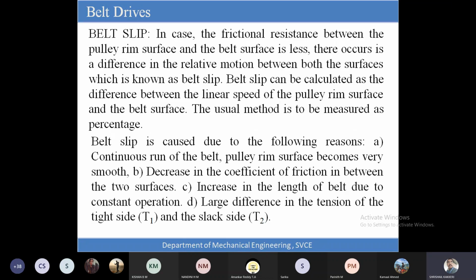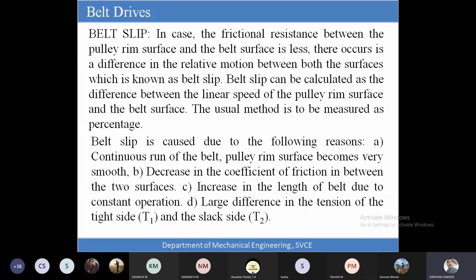Okay. And what is the meaning of a slip? The belt slip. Already we understood what is the meaning of creep. The tensions T1 and T2 will be there. Always T1 will be greater than T2. So due to this, what happens for many rotations, continuously rotating? Due to this creep, the belt becomes loosened. As I told you, this total pulley and belt system works based on enough friction between them.